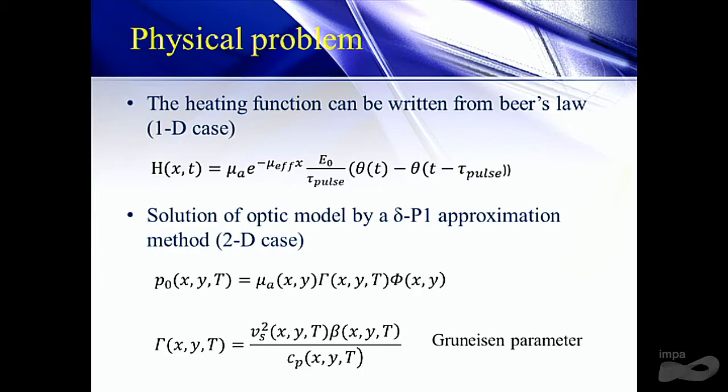In the second case, which was the two-dimensional case, we considered the problem as an initial value problem, in which the initial pressure was the product of absorption coefficient, the Grüneisen parameter, and fluence rate. And the Grüneisen parameter here is our parameter, which varies significantly with temperature and is the product of sound speed squared and thermal expansion coefficient over heat capacity.